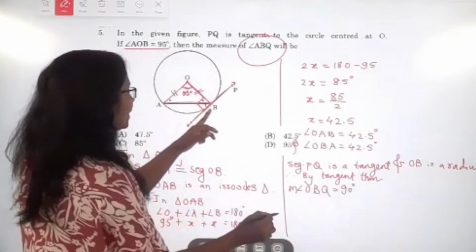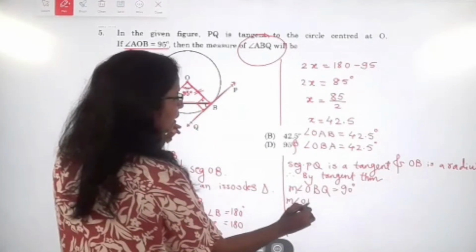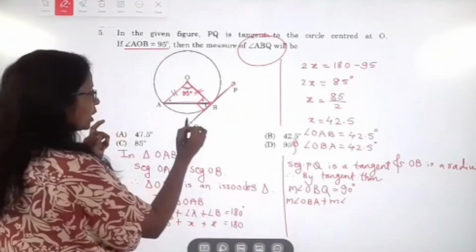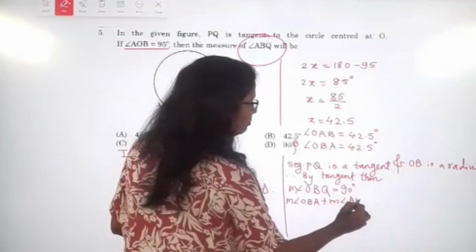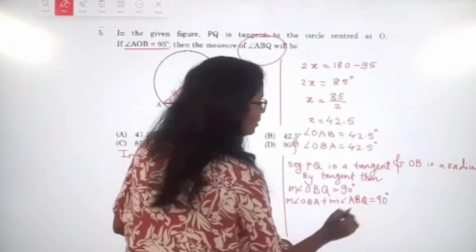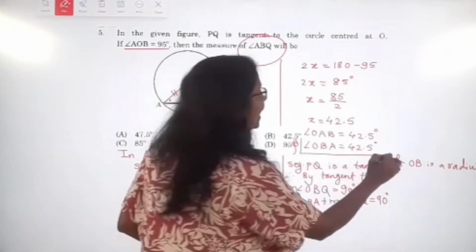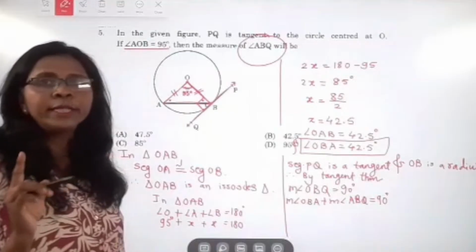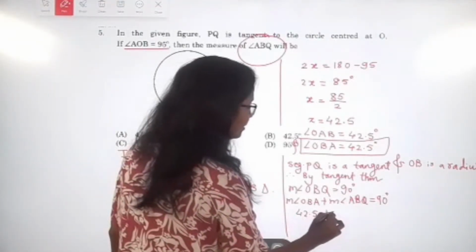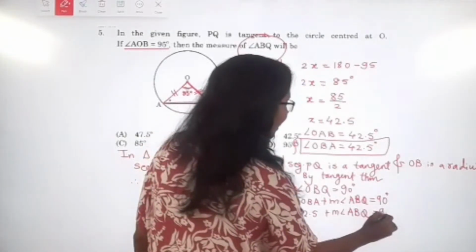How can we make out that angle OBQ? That is a measure angle OBA plus measure angle ABQ, which is equal to 90 degree students. Now we have measure angle OBA and that measure angle OBA students 42.5. So I put here 42.5 plus measure angle ABQ, which is equal to 90 degree.